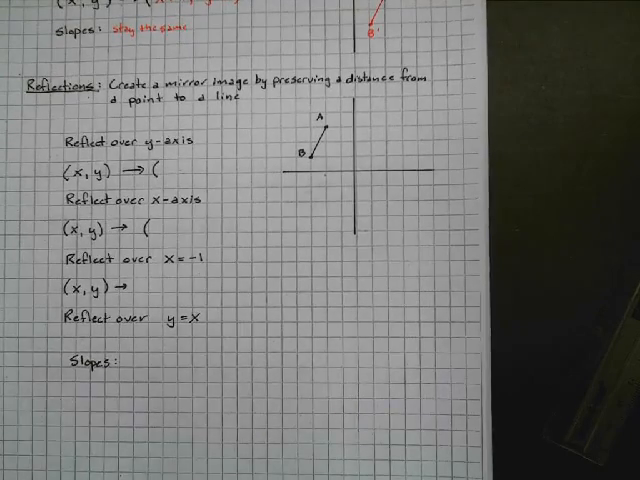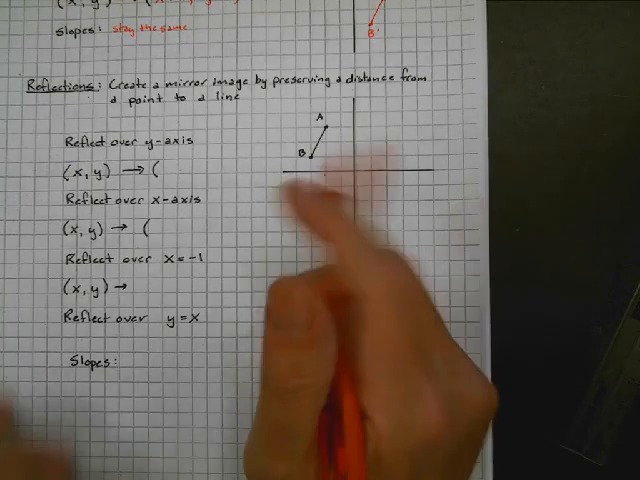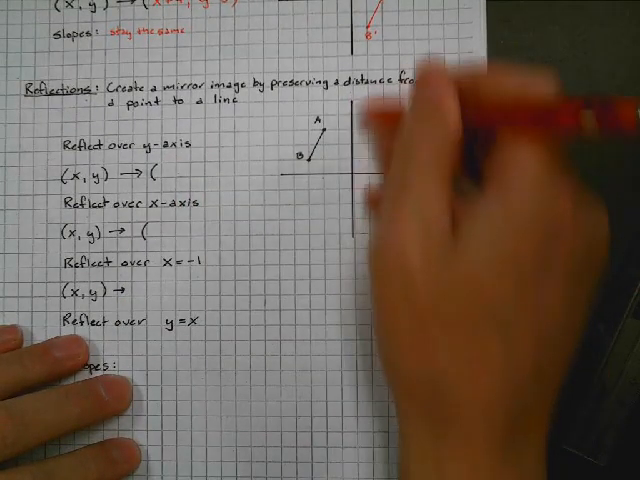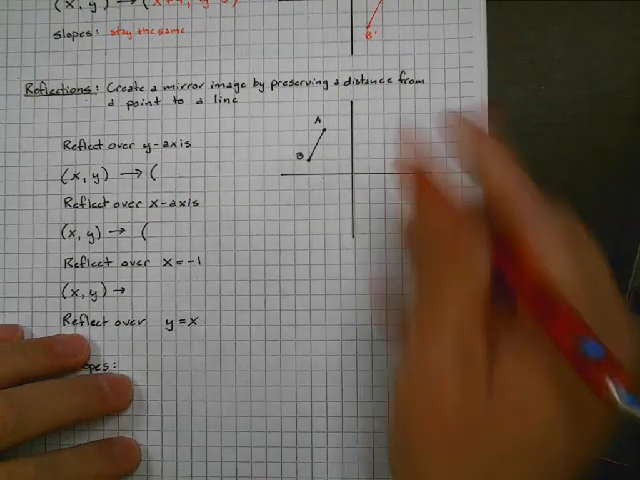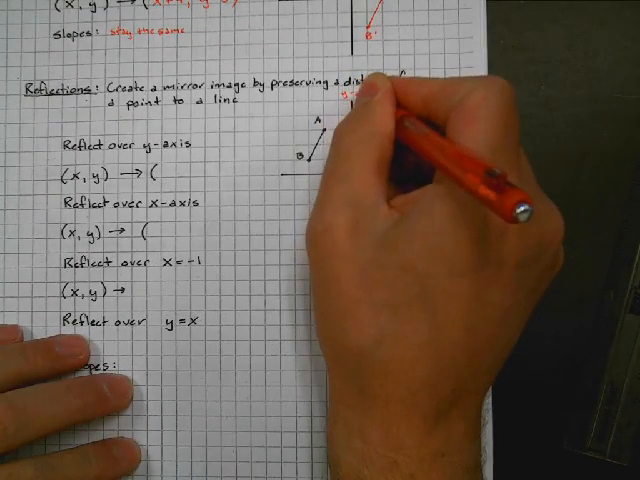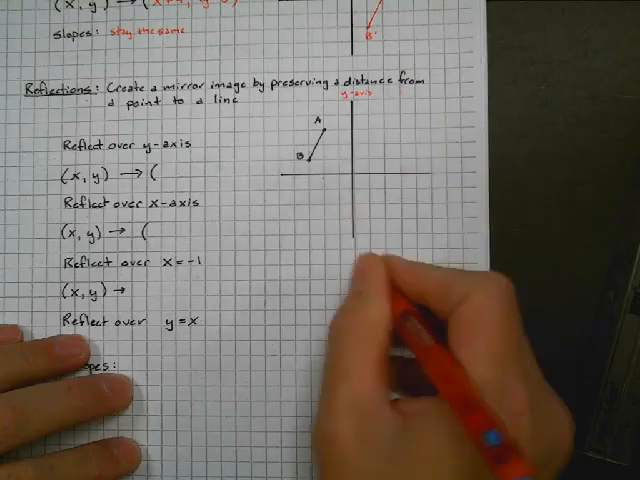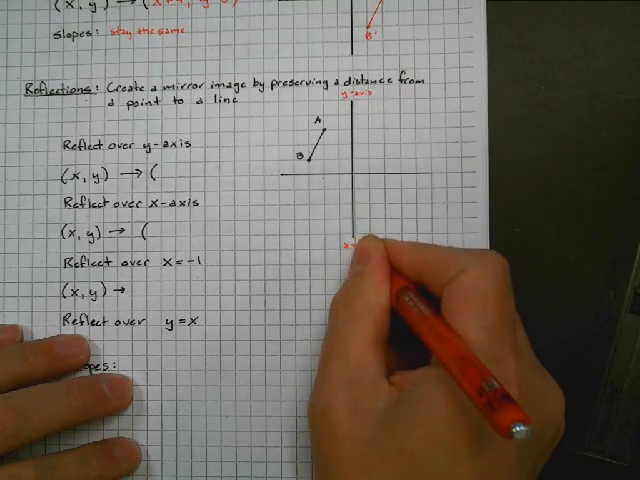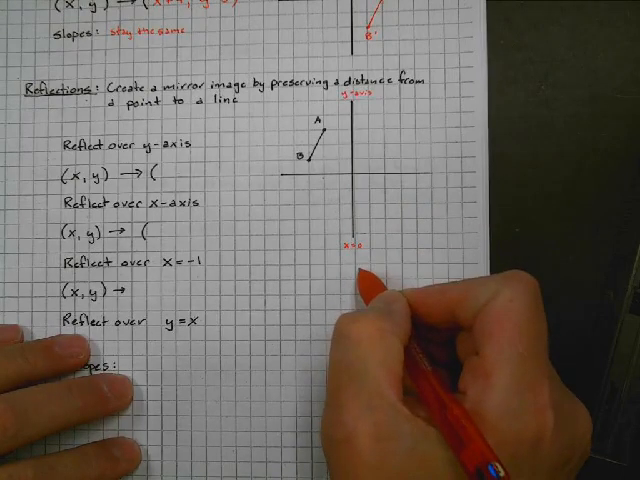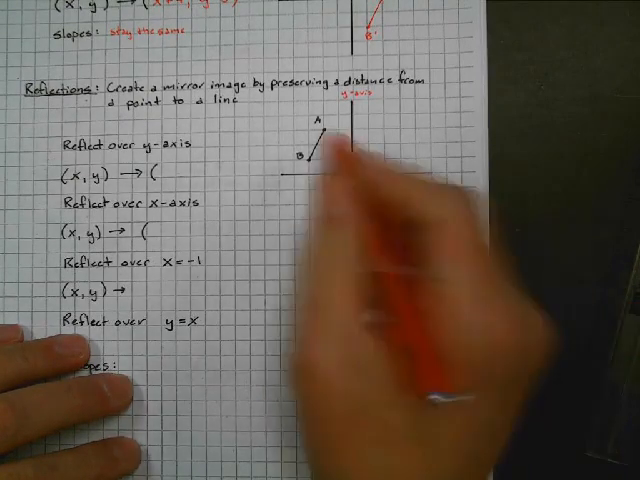Reflection is when we create a mirror image across a line, and what we're going to do is preserve a distance to that line. So the first one we're going to do is reflect over the y-axis. So here's my y-axis right here, and I'm going to reflect over that line. Now the y-axis is also the line x equals 0, because anywhere you cross this line, the x value is always 0. So anyways, we're going to reflect over that.